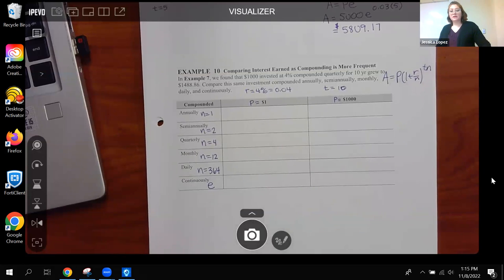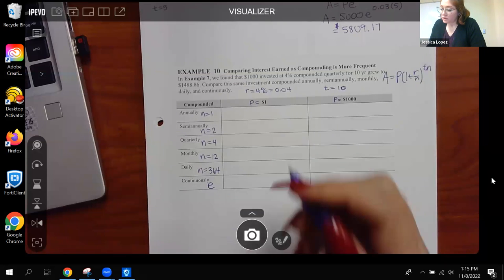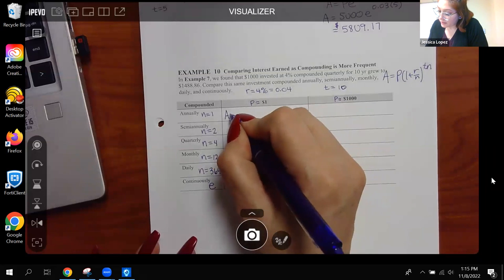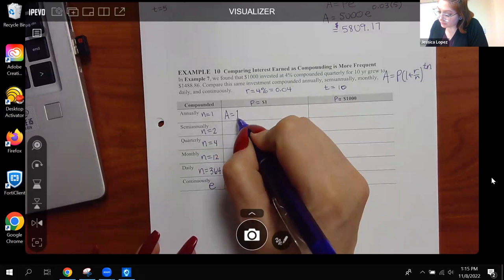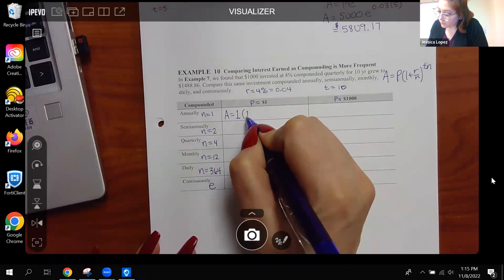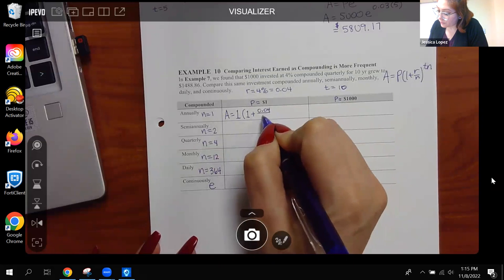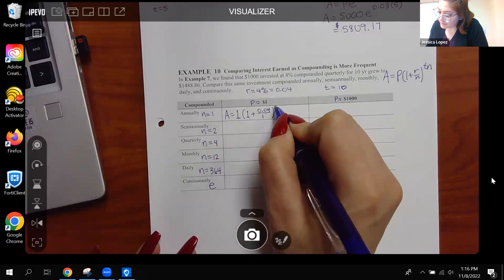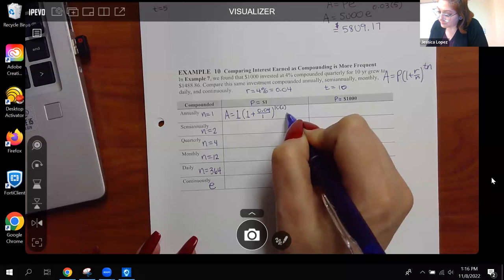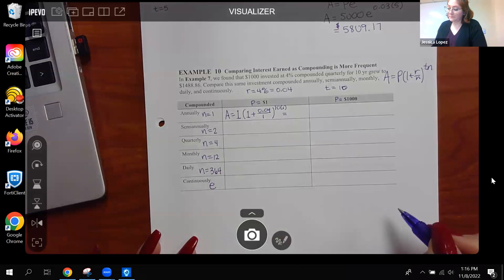So I'm going to start plugging in all of these numbers. So for this one, I get A equals $1. And then 1 plus 0.04 over 1, raised to the 10 times 1. And we'll see what we get.